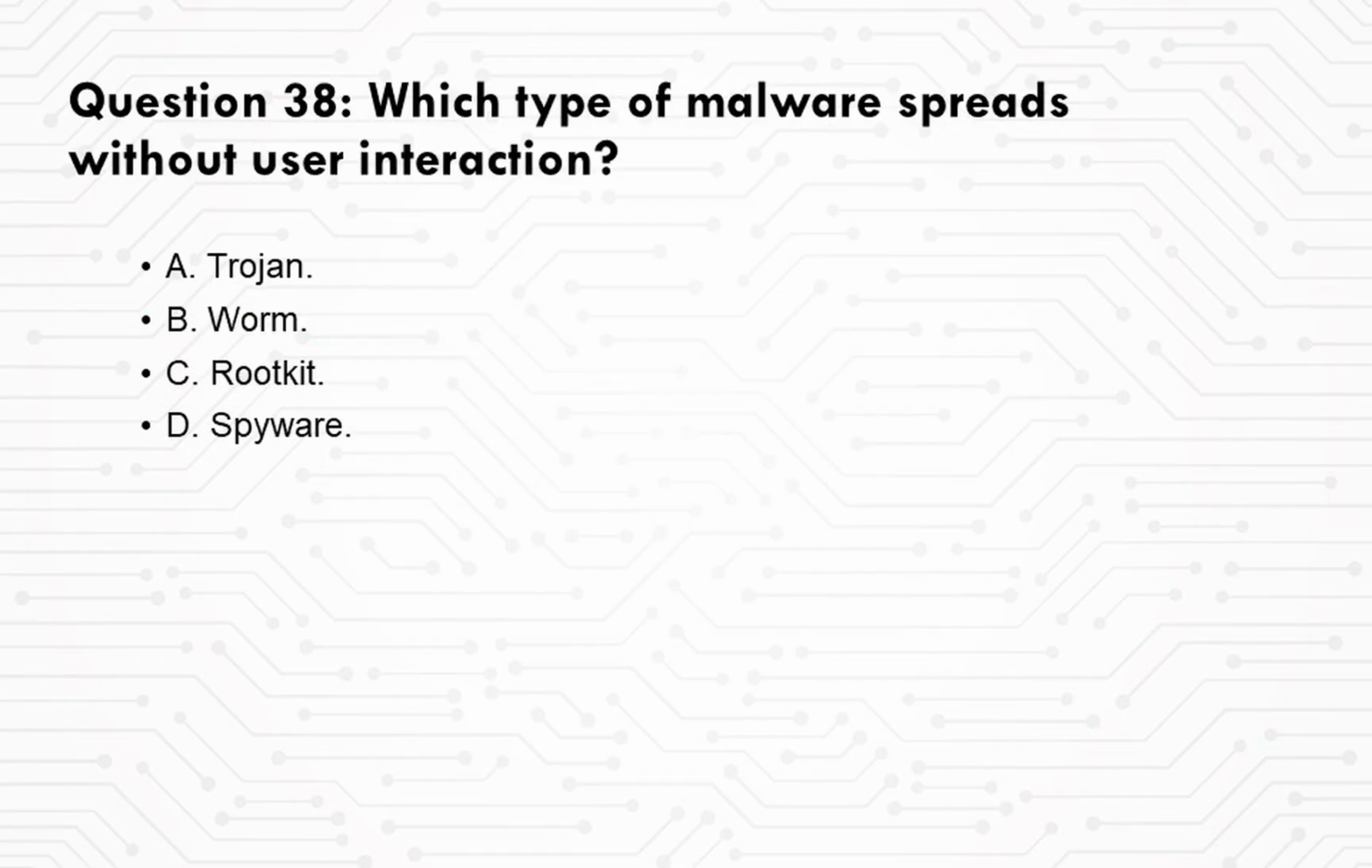Question 38. Which type of malware spreads without user interaction? A. Trojan. B. Worm. C. Rootkit. D. Spyware. Answer: B. Worms self-propagate without user action.